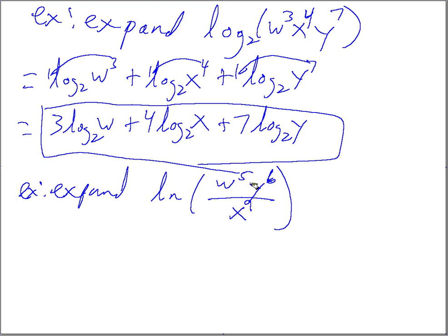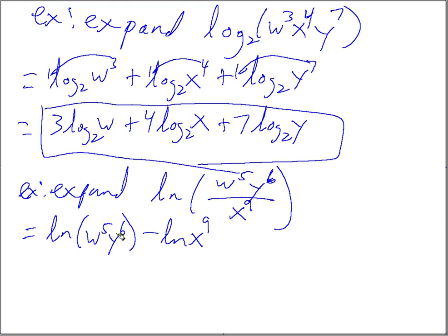This involves a product on top and a quotient on the bottom. So you're going to use both what? The product rule and the quotient rule to do this, right? So let's go and do that. First of all, look at this as a quotient. The top is w to the 5th, y to the 6th, the bottom is x to the 9th. And you're dividing them. So we can break it up into what? Subtraction, right? This is the quotient rule. Break it up into minus. So this is equal to ln of w to the 5th, y to the 6th, minus, because you're dividing these guys, ln of x to the 9th. Does that make sense?